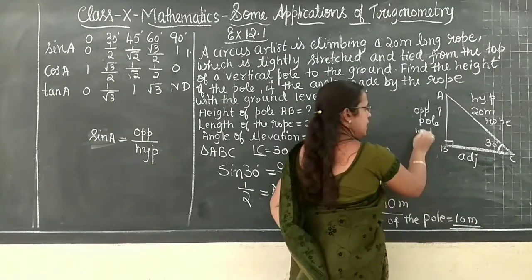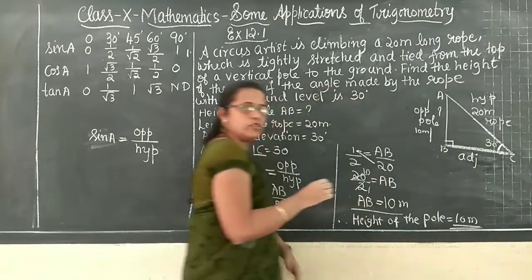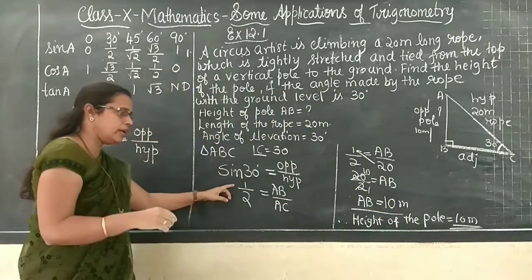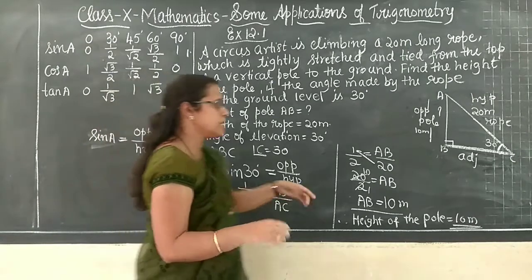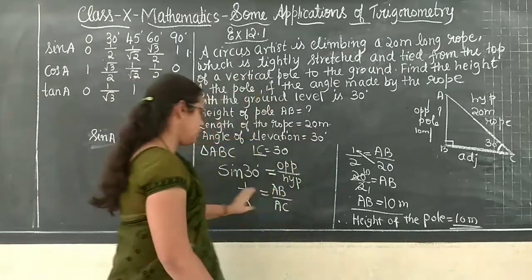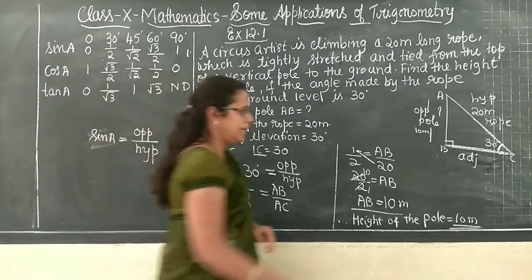So this is 10 meter. This is 20 meter. Yes, my children? So it is half, coming here: 10 by 20 is half. Yes, no children. So like this we have to complete this problem.